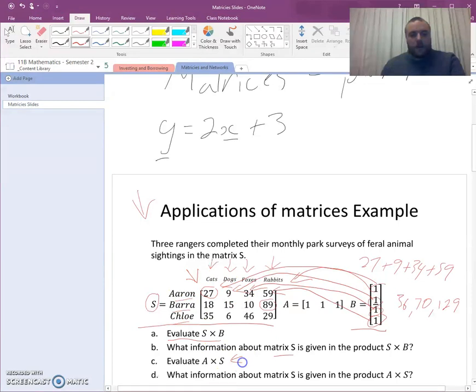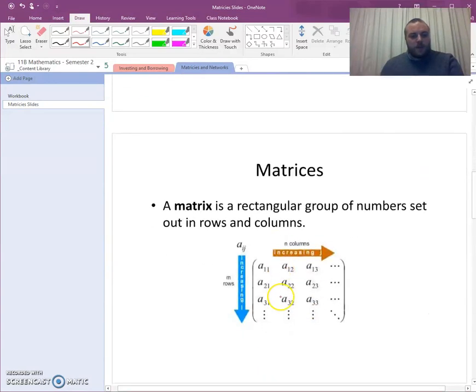Okay, then you could also look at A multiplied by X. This is a slightly different one because it's this form just here, it's this horizontal one. We actually take each of these and multiply them by the columns. So we multiply 1 by 59, 1 by 89, 1 by 29, and have a look at what that information gives us. That information would tell us the totals. So it would actually tell us the total number of cats that are seen, or the total number of dogs that are seen, or the total number of foxes. Okay, moving to the next slide.